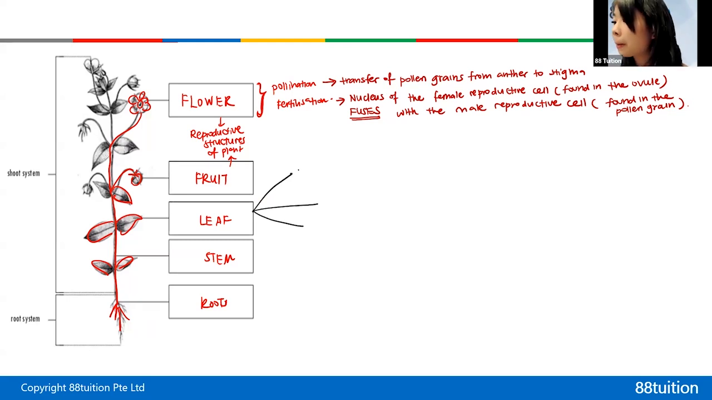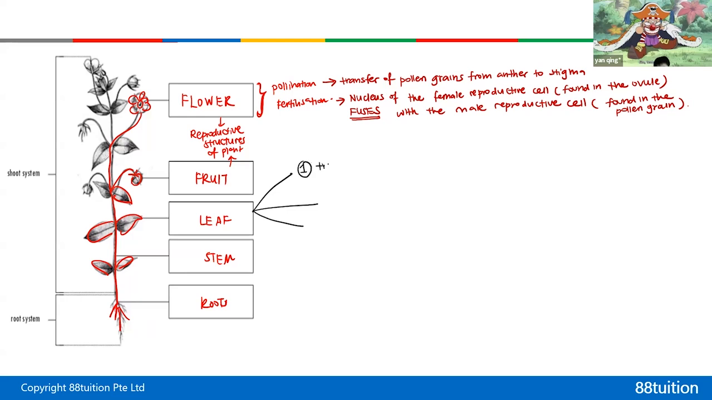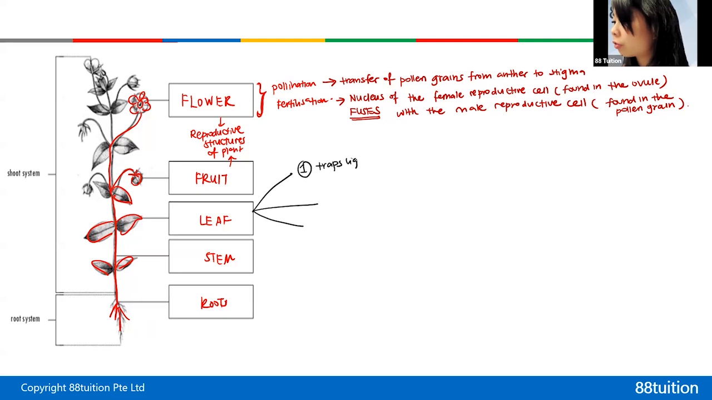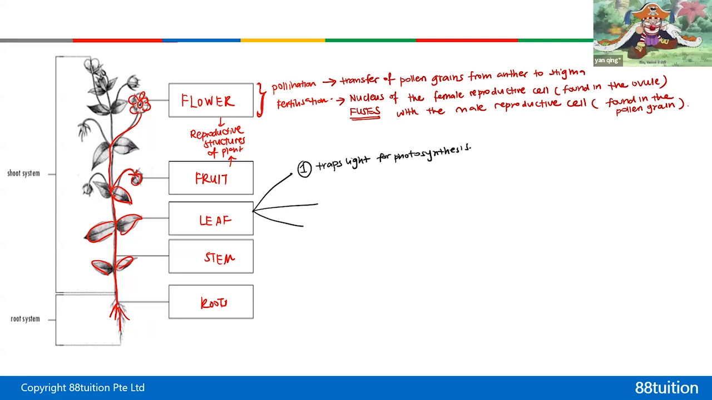Yes, first function, Yanqing. Trap light and make it into food for the whole entire plant. So traps light for photosynthesis. Very good. So Yanqing, can you tell me which part traps light? What part of the leaf allows it to trap light? Stomata. Oh, the stomata. Ervi, is that correct? Does the stomata trap light for the leaf?